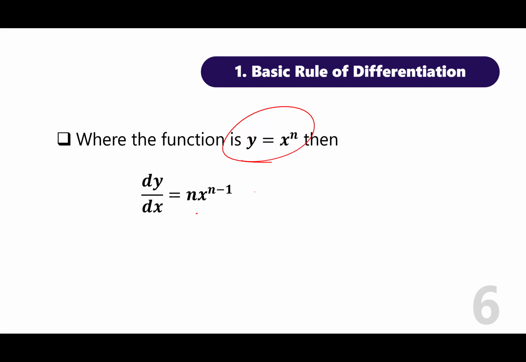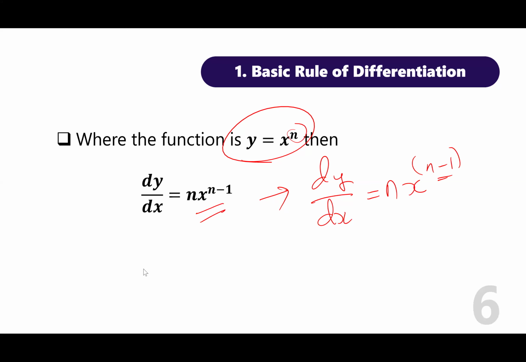So what is happening here? What's happening is that to get the dy dx, I bring the power on x down, then I reduce the power of x by 1. So this is the basic rule of differentiation.